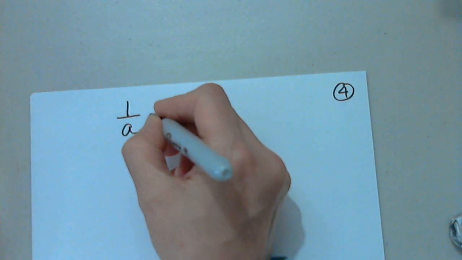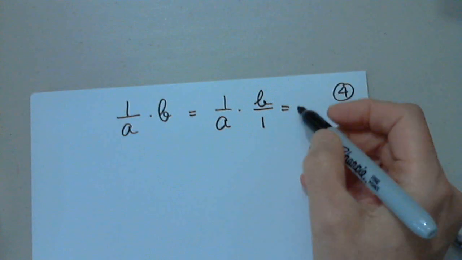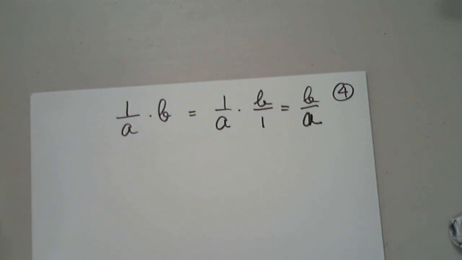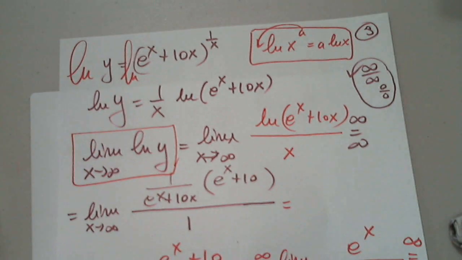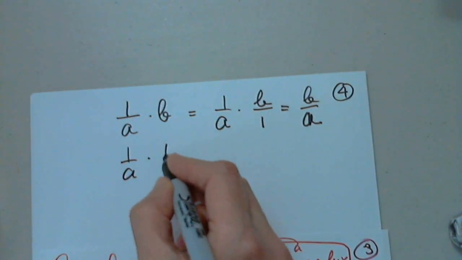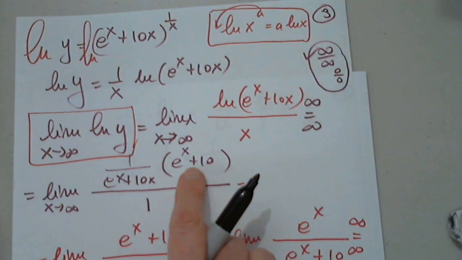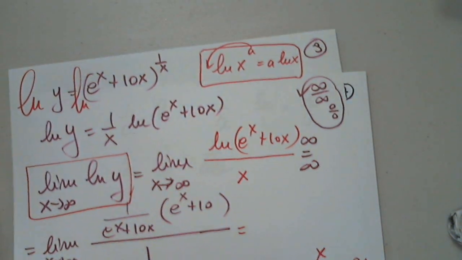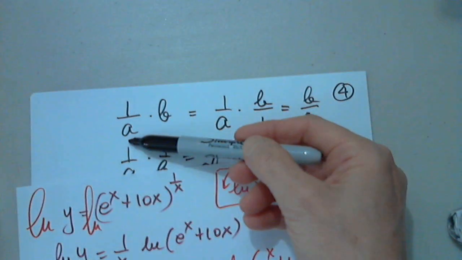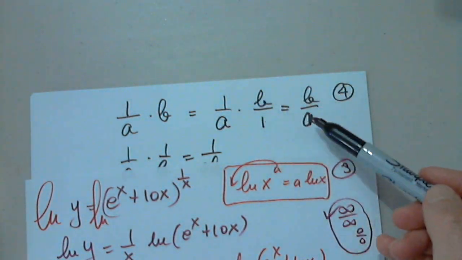If I have 1 over a times b, it is the same as 1 over a times b over 1. It's not 1 over a times 1 over b, which would be 1 over ab. This one does not have a denominator, or if you want, it has a denominator 1. So it's 1 over a times b over 1: 1 times 1 is 1, times b is b, and a times 1 is a.